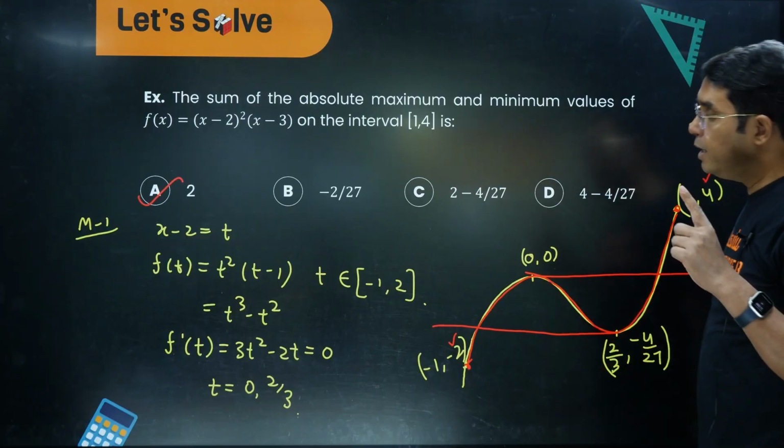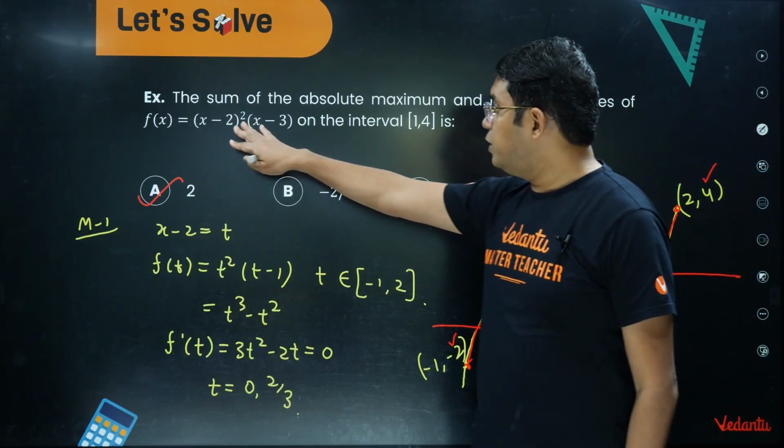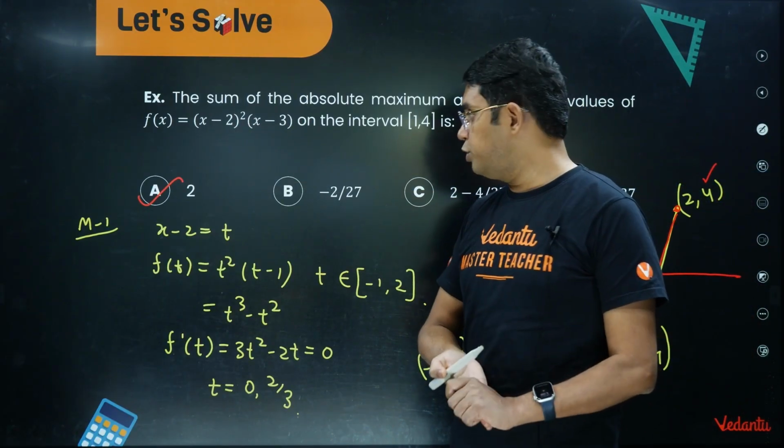So that is one method. The other method is directly that you do it in terms of x. So that way also you can do.